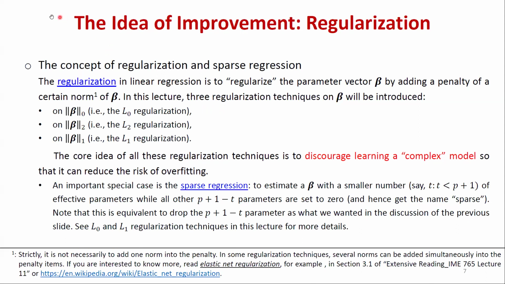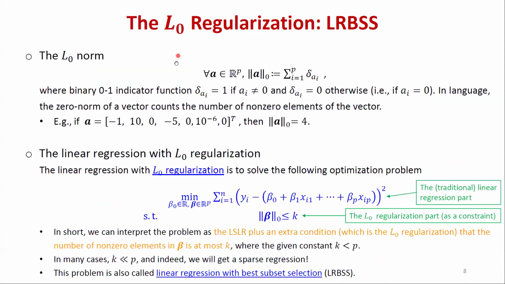Okay, so we're going to discuss 3 cases. Again, case number 0 is the best subset. Let's start from here. Okay, let me remove it. Okay, here we go. So first of all, what is the L0 norm?